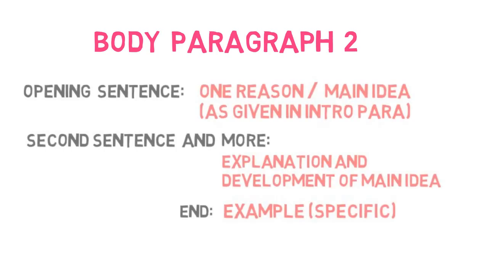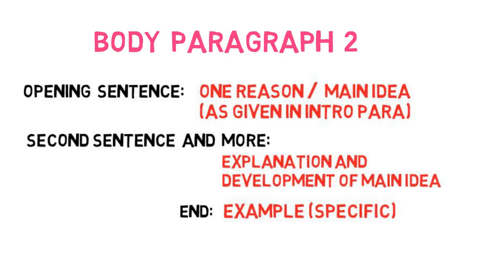You need to have an opening sentence where you give one reason or one main idea as given in the introduction. Second sentence and more, it should be explanation and development of the main idea, and it should end with a specific example. We have already discussed why we need one reason and one main idea, so we are not going to discuss that again, and we are going to go ahead and write our second body paragraph.